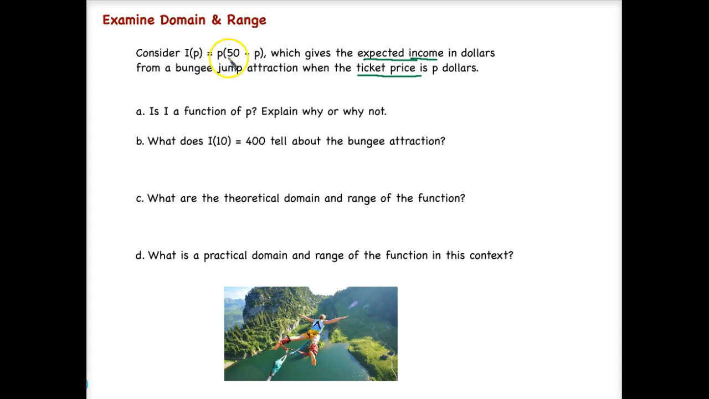All right, expected income. That's I right here. The ticket price, that's P. So given a certain ticket price in this equation, we're going to make a certain amount of money from the bungee jump. Say you're the business owner. You want to know how much income you're going to make based on different ticket prices.